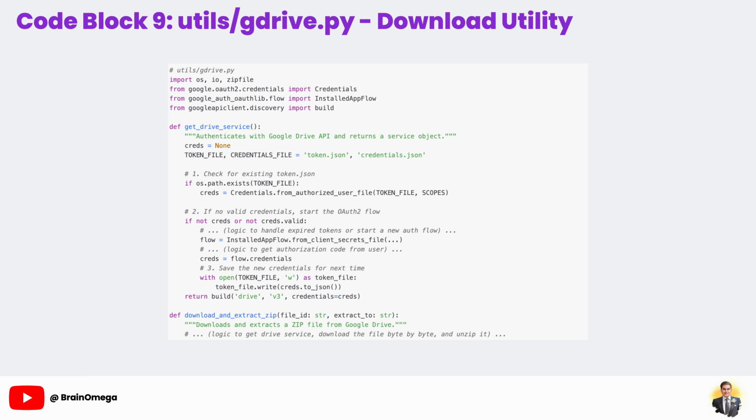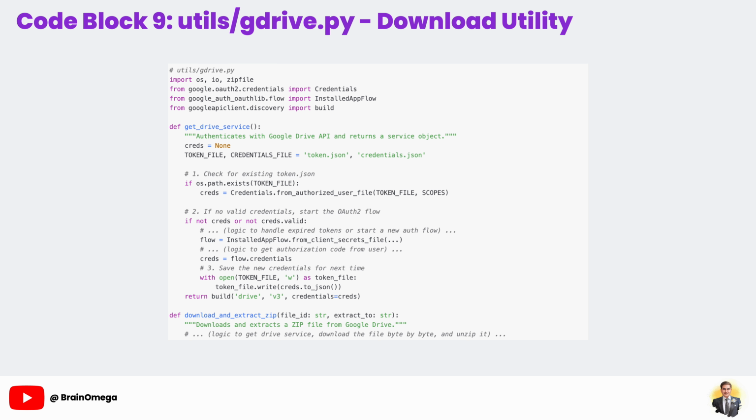Our project is designed to start from a pre-trained model, which we need to download. The script utils/gdrive.py is a self-contained utility for handling this. The getDriveService function is responsible for authenticating with the Google Drive API. It uses the standard OAuth2 flow. The first time you run it, it will look for a credentials.json file, which you need to get from the Google Cloud Console. It will then prompt you to visit a URL in your browser, authorize the application, and paste back an authorization code.